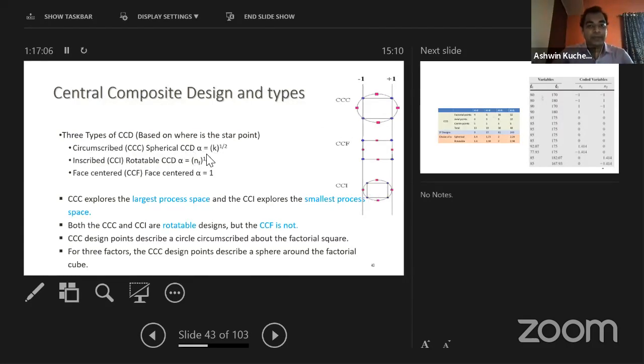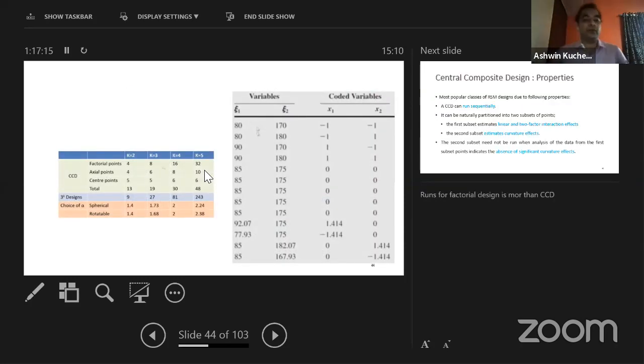This is the method to calculate alpha. Once you know the number of factors and the number of trials, you can calculate the value of alpha, and based on that, you get the distance from the center to the axial values. This is a tabular form where, when k, the number of factors, is 2, you see the factorial points, axial points, and central points, and the total number of designs you will get in comparison to the 3-level factorial design. As the number of factors is increased to 5, the number of runs in the central composite design is very much less compared to the 3-level factorial design, which is more than 200 designs.